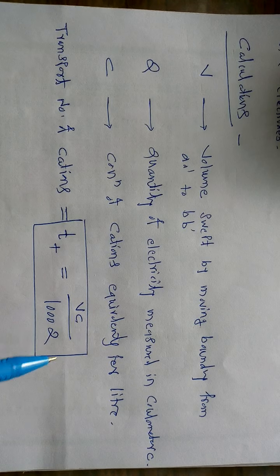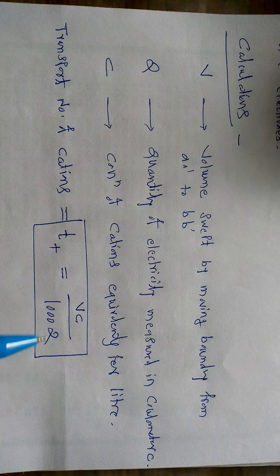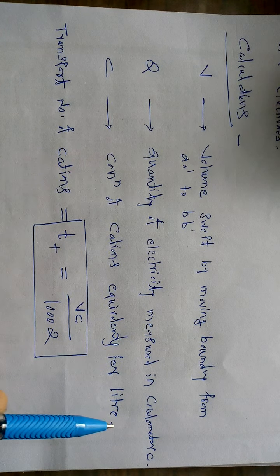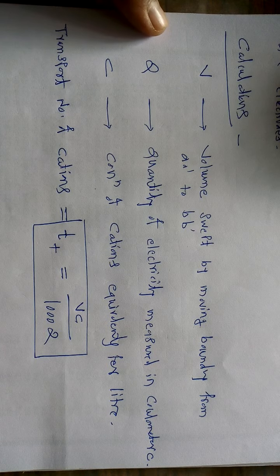In this case we know very well that V is the volume shift by the moving boundary. C is the concentration of cations. Q stands for the quantity of electricity measured in coulombs. So this is the equation to calculate the transport number of cations.